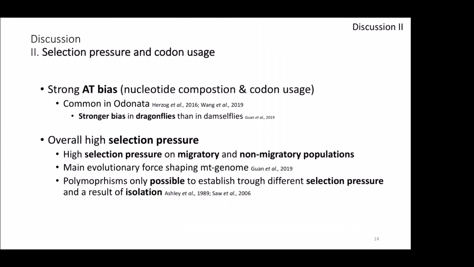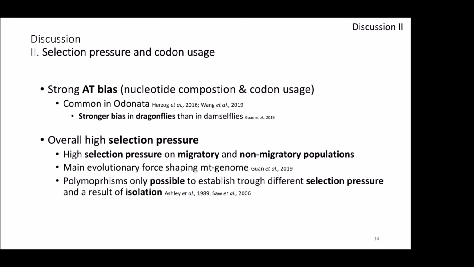And this really strong AT bias is common in odonates. It is reported to be stronger in dragonflies than in damselflies, and it seems to correlate with their better ability to fly. What is really interesting is that we have really high selection pressure in all four populations, the migratory and non-migratory ones. Keeping in mind that selection pressure is the main evolutionary force that shapes the mitochondrial genome, it's really interesting that we still have these polymorphisms, especially from a truncated protein coding gene, that are able to establish although we have a really high selection pressure.